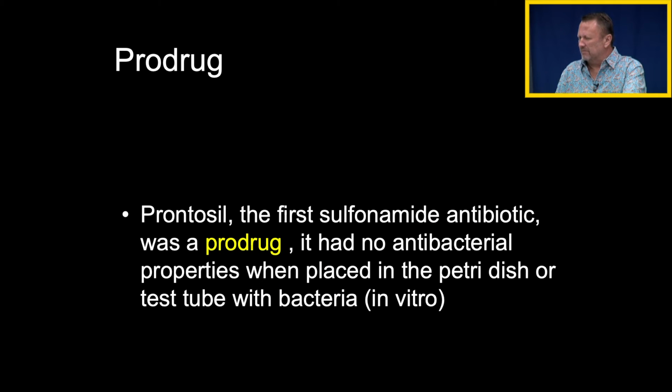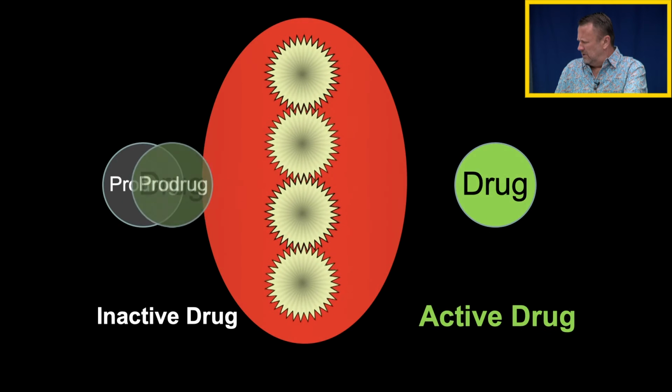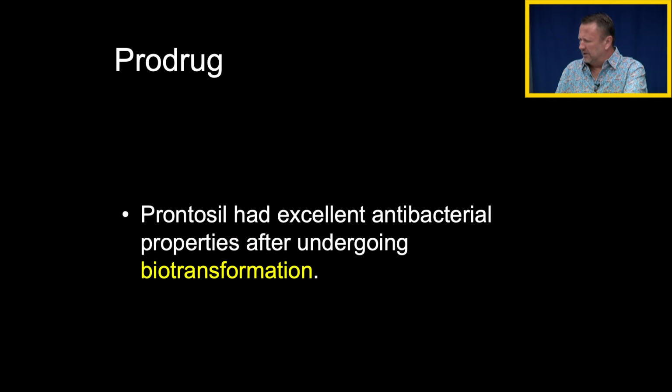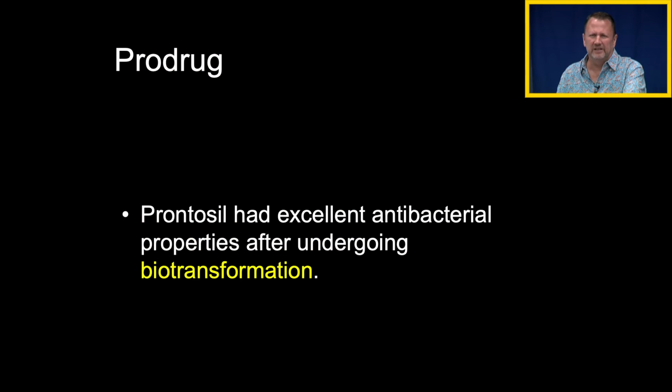I talked about this. Prontosil was the first sulfonamide antibiotic and had no antibacterial properties in a Petri dish, which is called in vitro. When we're inside of a test tube or a Petri dish, that's out of the body, that's in vitro. But it had excellent properties after undergoing biotransformation. That's called in vivo. I thought I had that slide in there. In vivo, I-N-V-I-V-O.